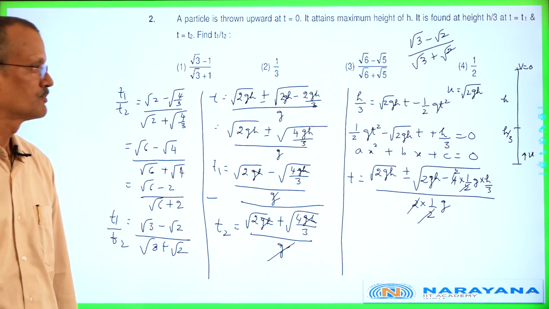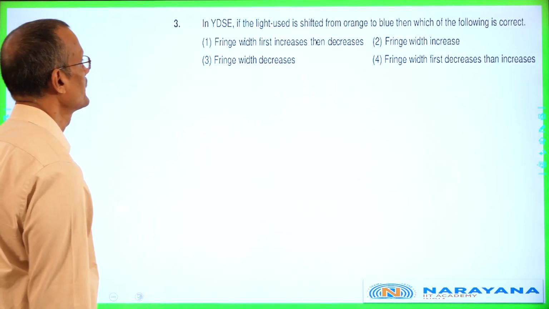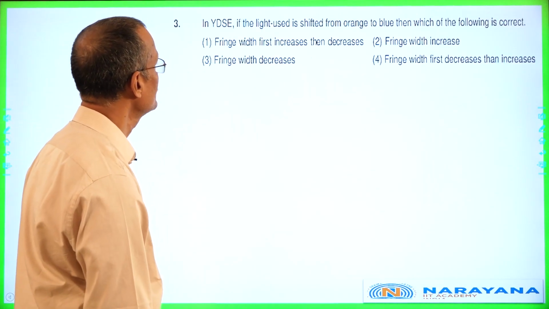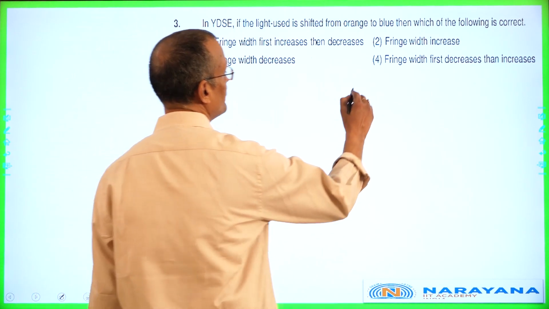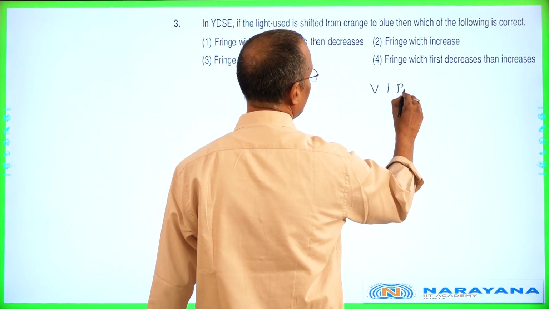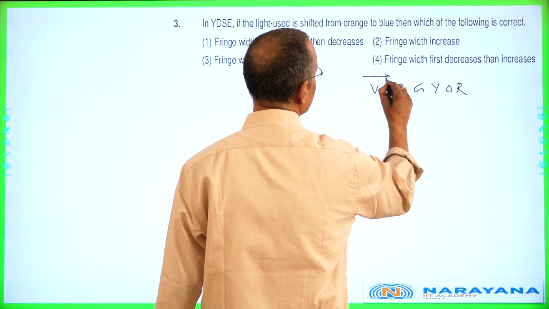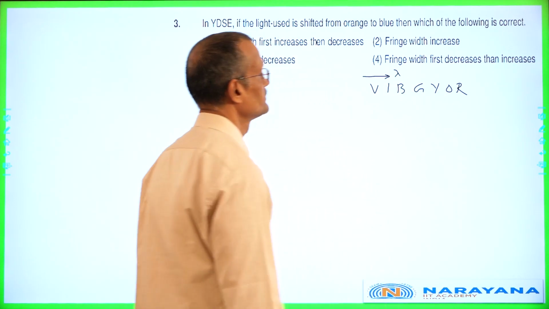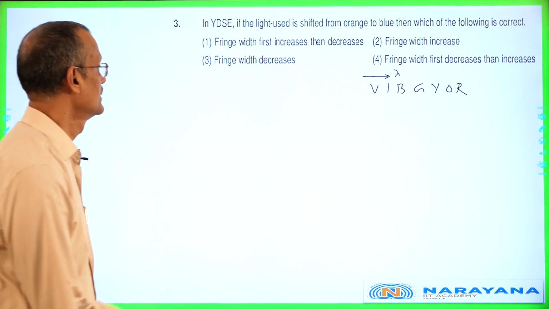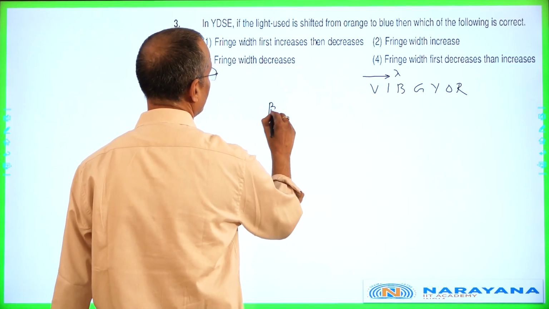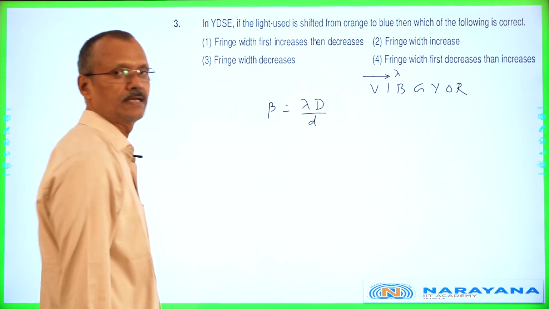Now, let us move to the next question. I am on question number 3. In YDSE, light used is shifted from orange to blue. You know VIBGYOR, simple one line. You know that fringe width beta equals lambda D by d in YDSE.